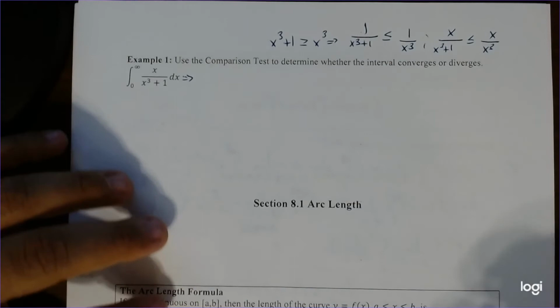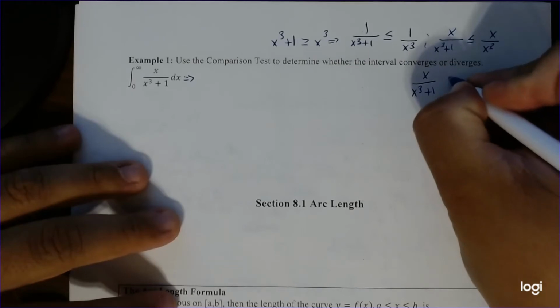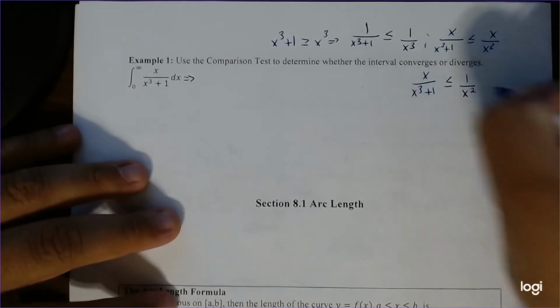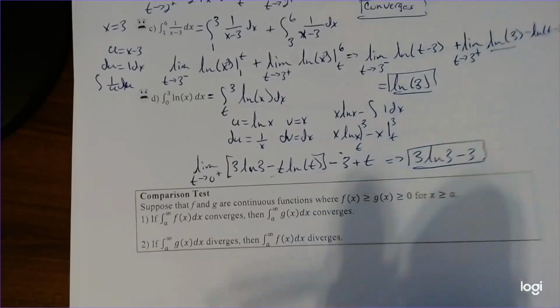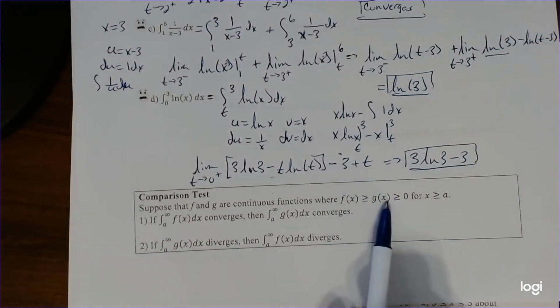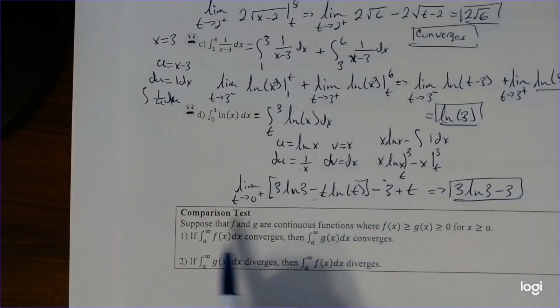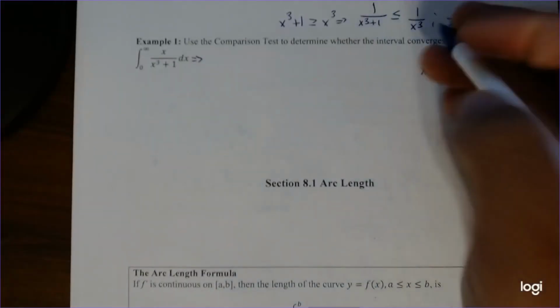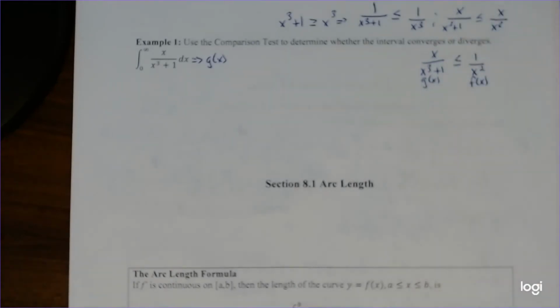So now we've compared it. Let's just write this down real quick. We have x over x to the third plus 1 is less than or equal to 1 over x squared. So according to my definition, we found a function that is bigger than what we have. This is now bigger than what we have. So in our scenario, the g(x) is what we're starting with, which is this, and we found something bigger, which is f(x).